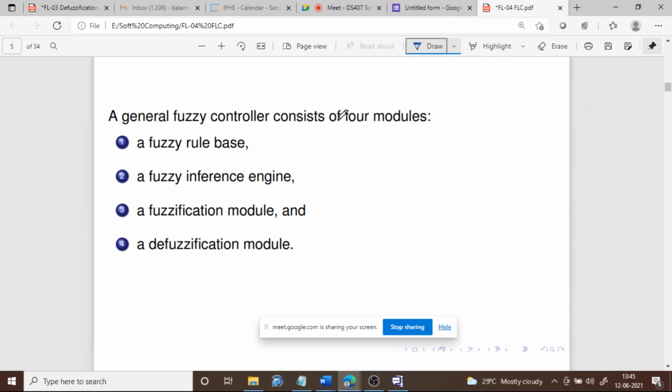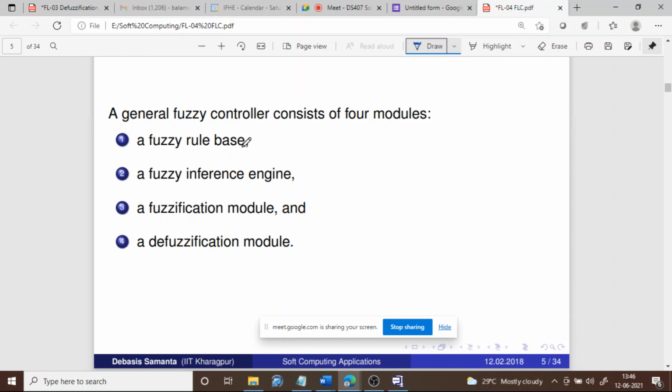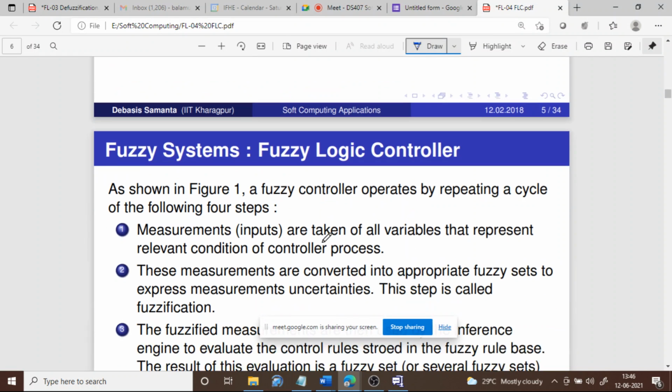These are the important blocks a fuzzy controller contains. It includes a fuzzy rule base, which is nothing but the set of all the rules in the fuzzy system. It includes an inference engine for processing, and a fuzzification module, which is used to convert crisp values to fuzzy values. It also includes a defuzzification module, which is used to convert fuzzy values to crisp values. Right?